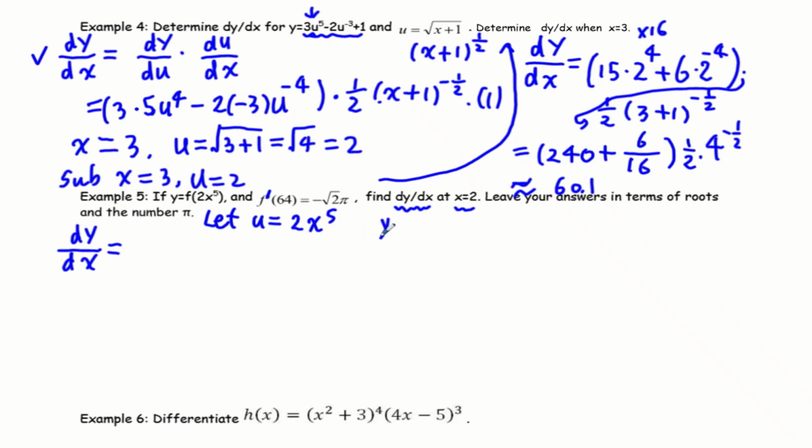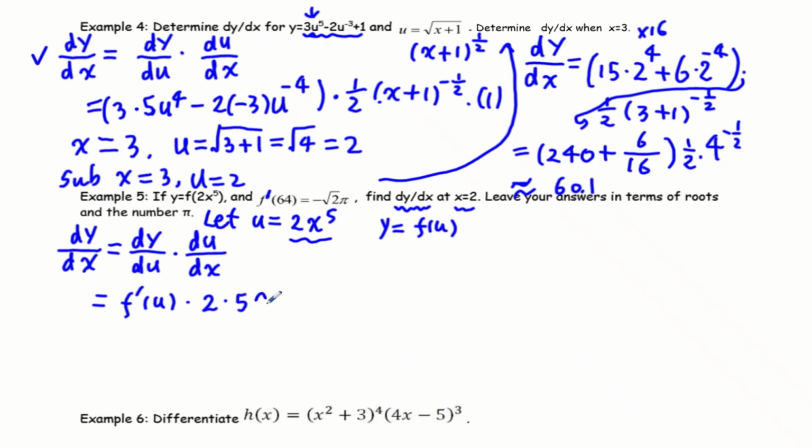So y equals f at u now. So dy over dx equals dy over du, then times du over dx. dy over du is just f prime of u, then du over dx is this one, so 2 times, bring the 5 to the front, and the degree minus 1 is 4.